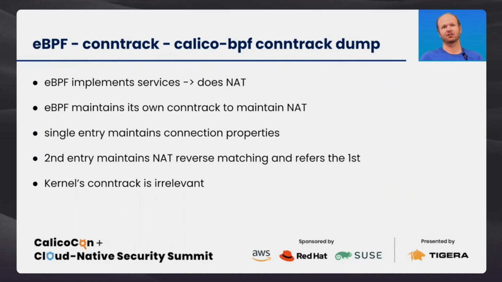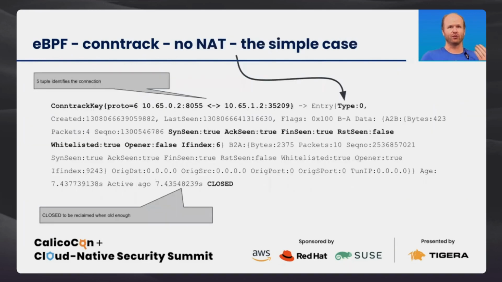We use a single entry that maintains connection properties, and we use a second entry if the connection is going through a service. The kernel's conntrack is mostly irrelevant, but there are some exceptions which I will touch on later on. So if you use the calico-bpf utility to dump the conntrack, you will get lines like this one. This is for the simple case where the connection doesn't go through NAT. That connection would have a single entry only.